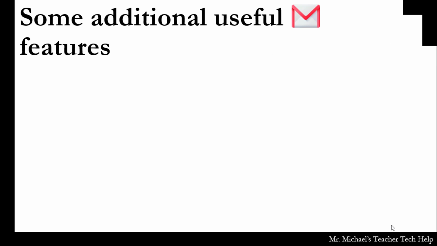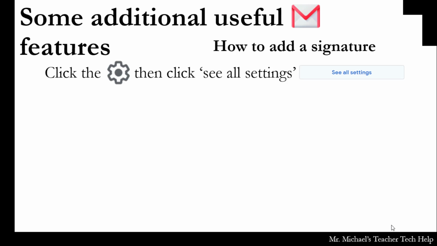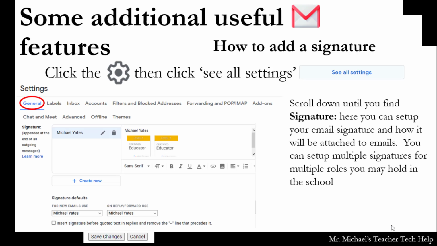So, some additional useful features. How to add a signature. You click the ratchet, or the gear, sorry, see all settings, go to General, scroll down to Signature, and then create it, hit the little plus, save changes. Or also for new emails use or for on reply forward use.